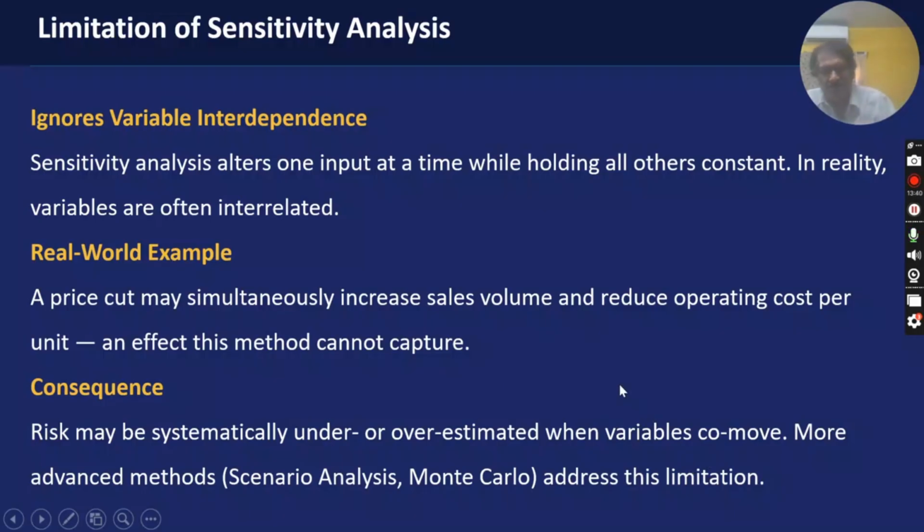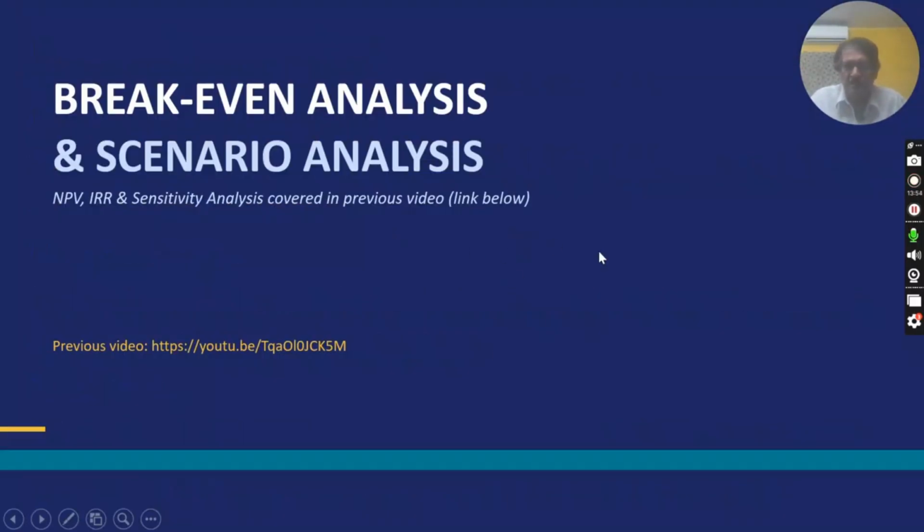Consequences: risk may be systematically under or overestimated when variables co-move, meaning they go together simultaneously. For this reason, we have to do the scenario analysis, and we will also mention the Monte Carlo simulation technique for better analysis.